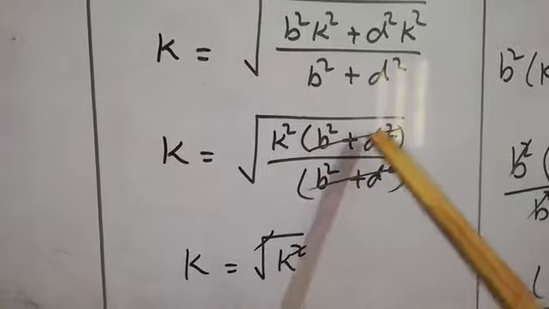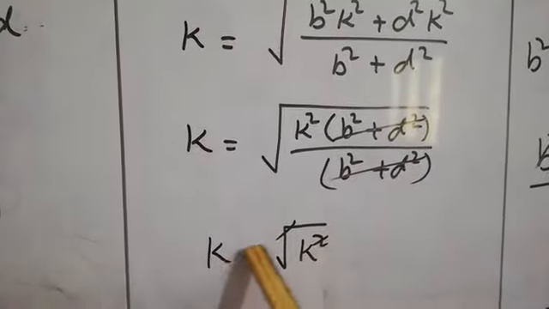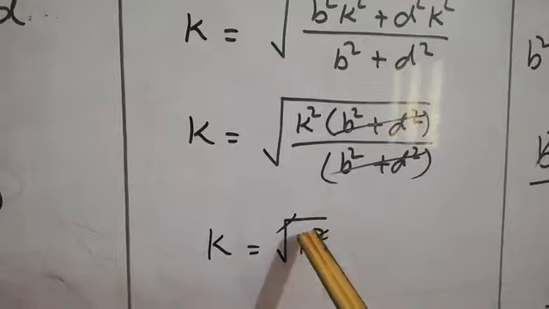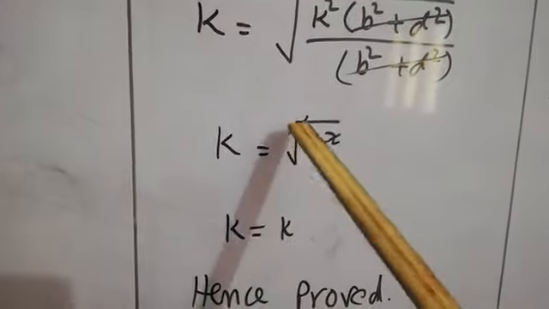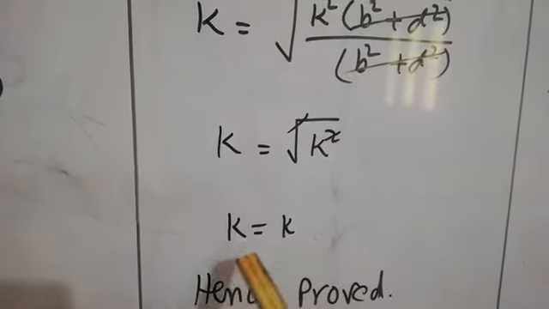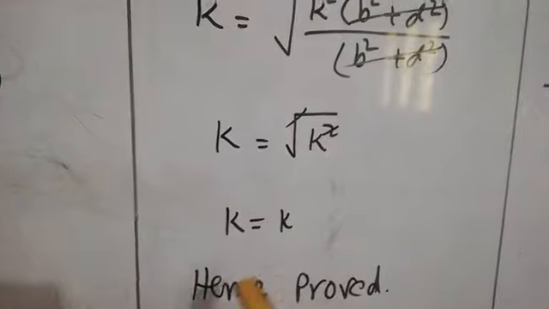B square plus D square and B square plus D square will cancel with each other. We have K equals the square root of K square. So we cancel the square by the square root and we get K equals K. Since the right hand side and left hand side are both equal, we have proved this.